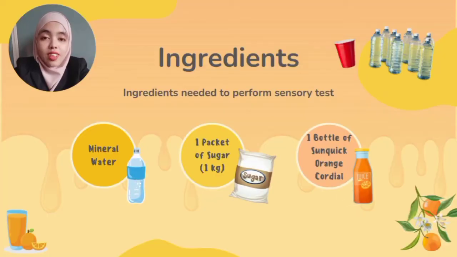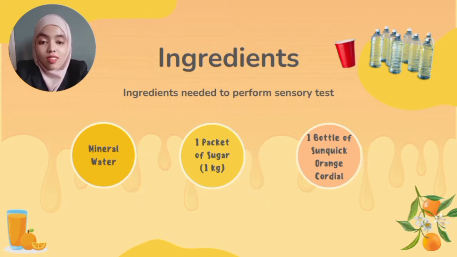As we can see, these are the main ingredients needed to perform the sensory test. First ingredient is mineral water. Next, we also use 1 packet of sugar with 1 kg weight. Then 1 bottle of Sangkui orange cordial with 330 ml is used. Last but not least, we also use 1.5 liter bottles and 25 ml cups for the sensory test.